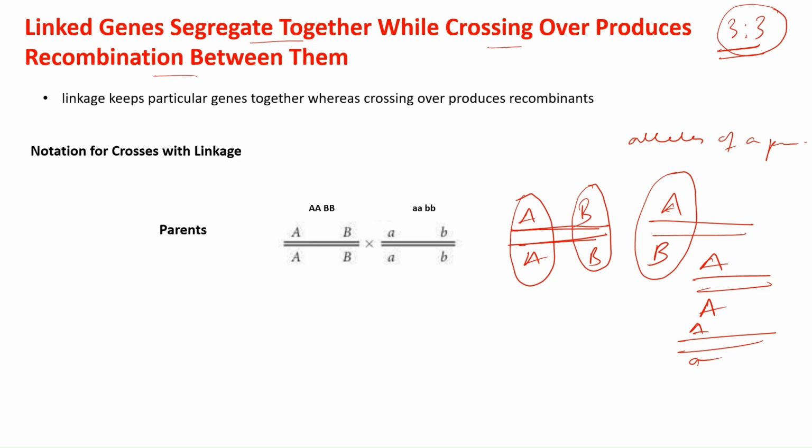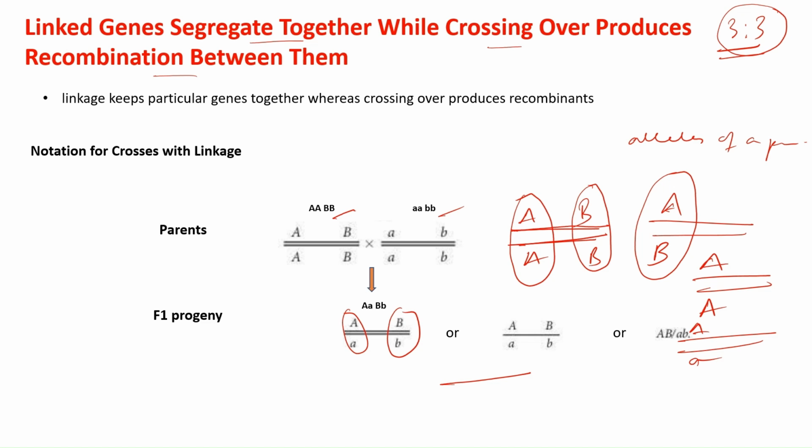So this is the parent, capital A, capital B, capital A, capital B, crossed with small a, small b, small a, small b. In the F1 progeny, capital A, small a, as you can see like this, and capital B, small b. Or sometimes, instead of double lines, even with one line, we can denote both homologous chromosomes by writing alleles on the opposite sides. So it can also be written like this. Or we can also write with diagonal lines.